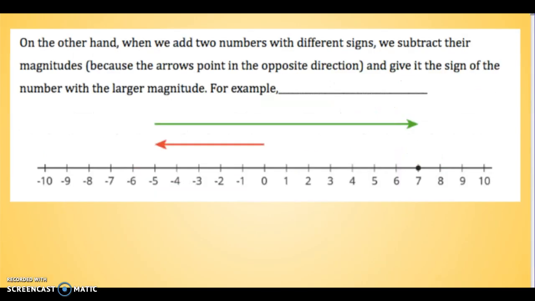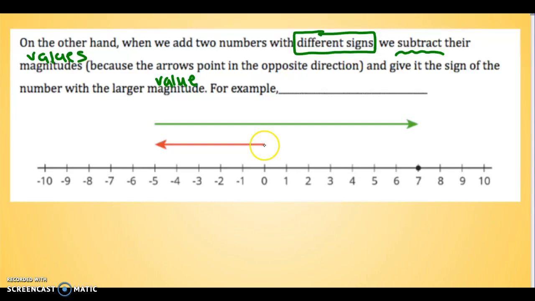I think the trickier one is the last one, which is that when we have two numbers, and here's again, I want you to box it with different signs. Check it out, we're actually going to subtract their magnitudes or values because the arrows are pointing in opposite directions. And then whichever number has the larger magnitude, the larger value, that's the sign we give our answer.